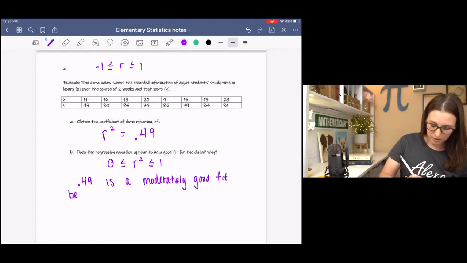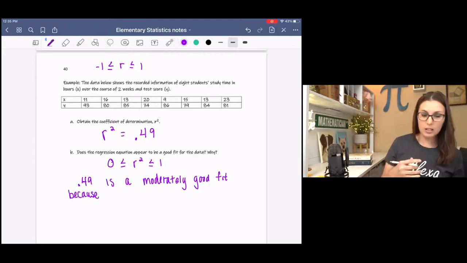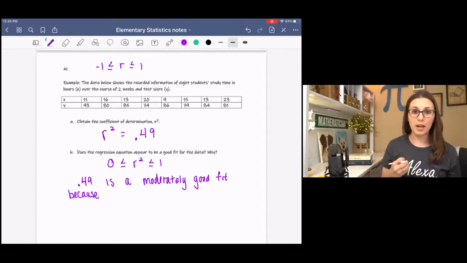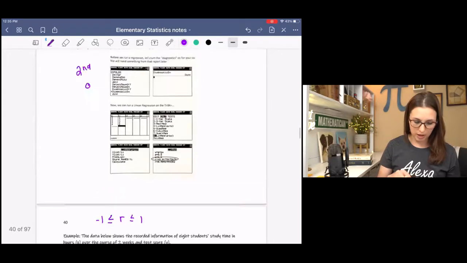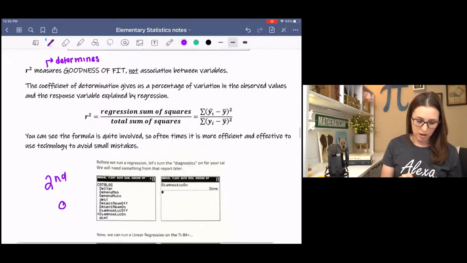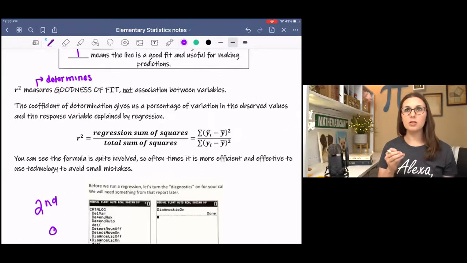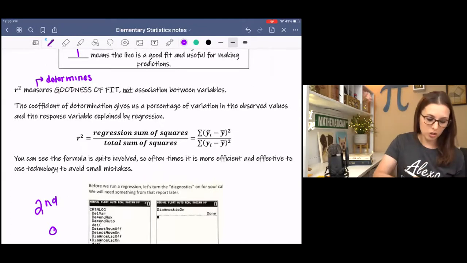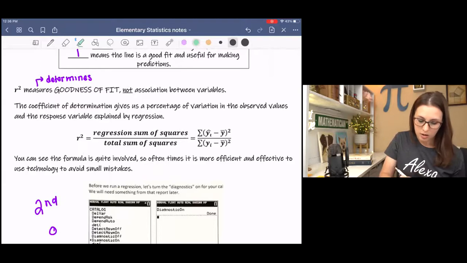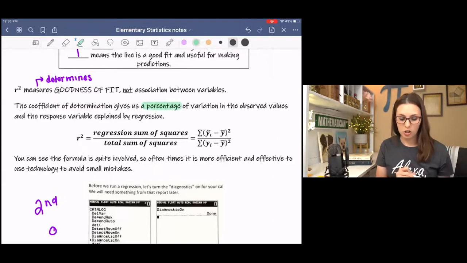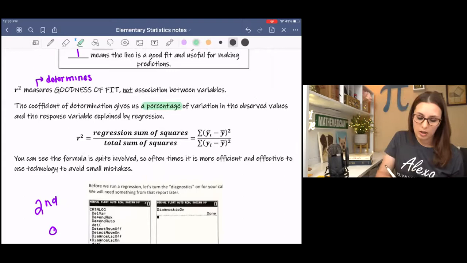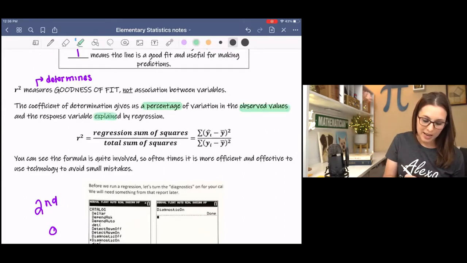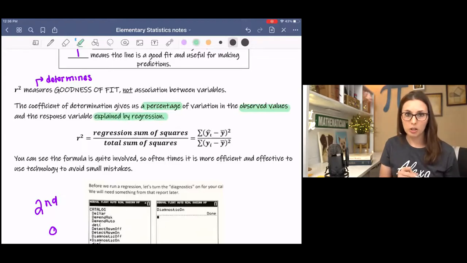because this value represents a percentage. So something up here, I think I actually skipped it on accident. This decimal value is the decimal representation of the percentage of variation in the observed values that can be explained by regression.